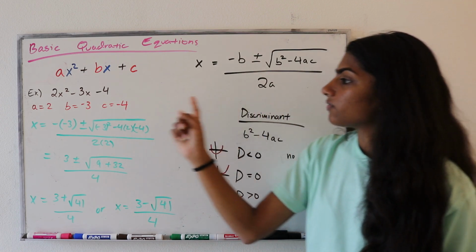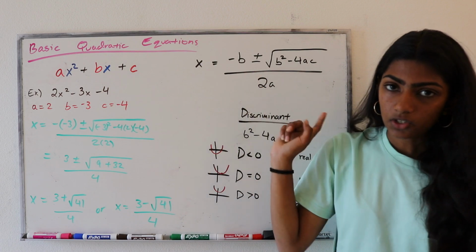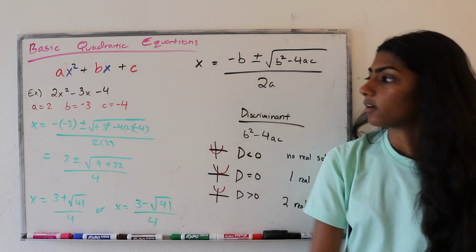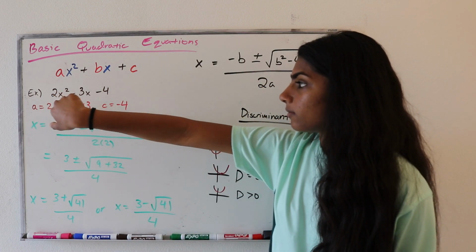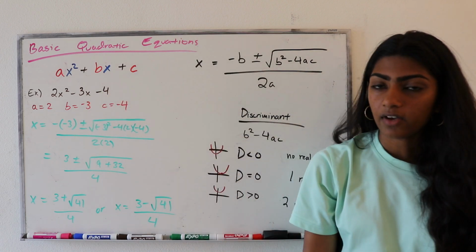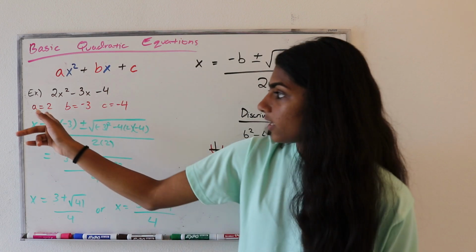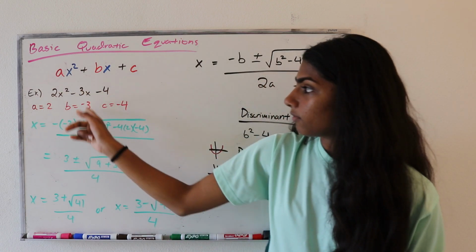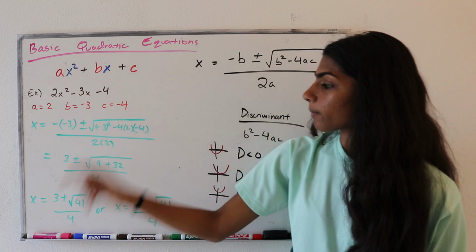So what you want to do is find a, b, and c and plug them into this equation. And that's what we're going to do with this example right here. So 2x squared minus 3x minus 4. We're going to find what a, b, and c equal. So a equals 2, b equals -3, and c equals -4.